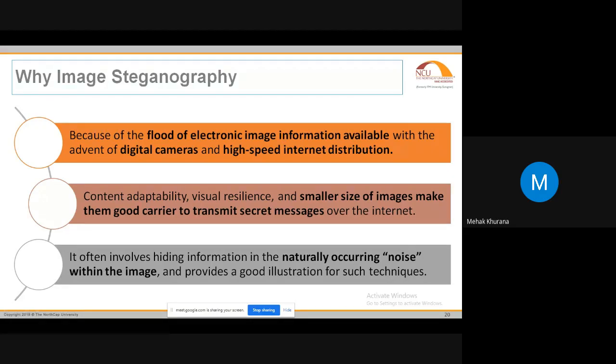As Preeti ma'am also said in yesterday's session, there is noise in the image. There are some edges and redundant information in the image. So we can misuse that information, I'll specifically use that word, we can misuse that noise in such a manner that nobody is able to recognize that I am sending something inside the image.